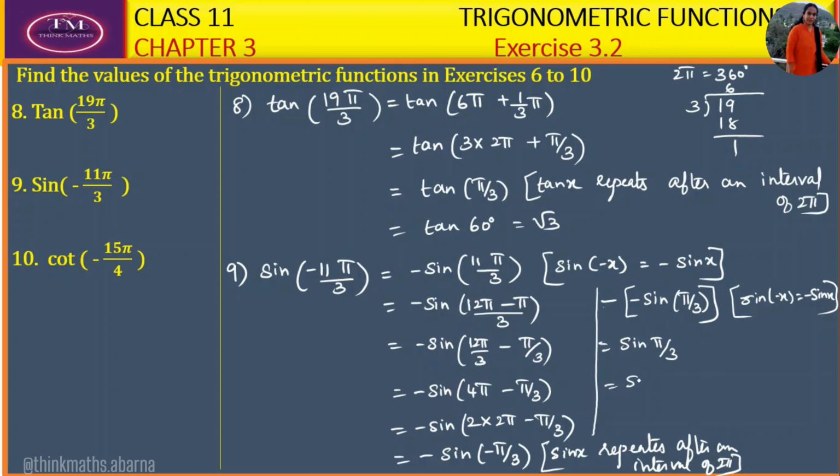So it is sine 60 degree. 180 divided by 3 is 60. So what is sine 60? This is root 3 by 2. So for the ninth one, the answer is root 3 by 2. Clear? The same way, let us proceed to the 10th problem on the next page.